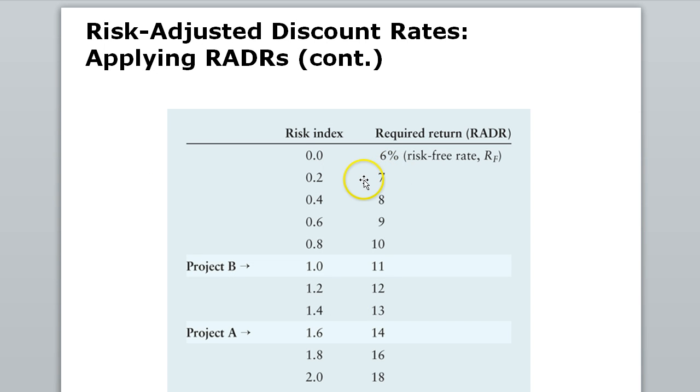So what we have here is a scale where we have a risk index from 0 to 2. So project A lies here, and if a project has a risk index of 1.6, then the RADR is going to have to be 14%. Project B, which is less risky, at a risk index of 1, will have a required rate of return of 11%. So you see how this works? The less risky the project on the risk index scale, the lower the required return, or the RADR, that we'd use in determining the capital budget. So if a project has no risk, then the return only has to really match the risk-free rate.